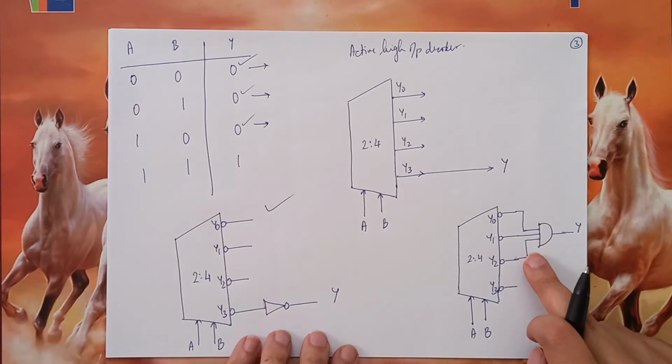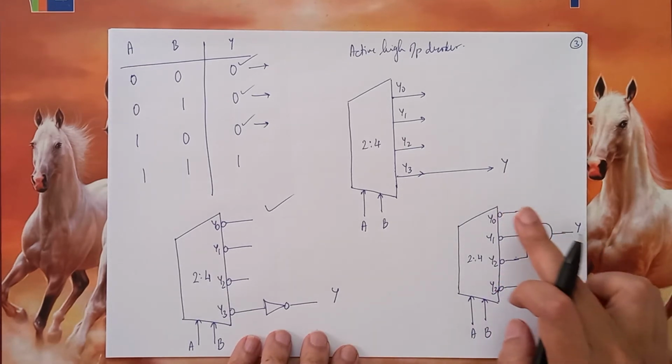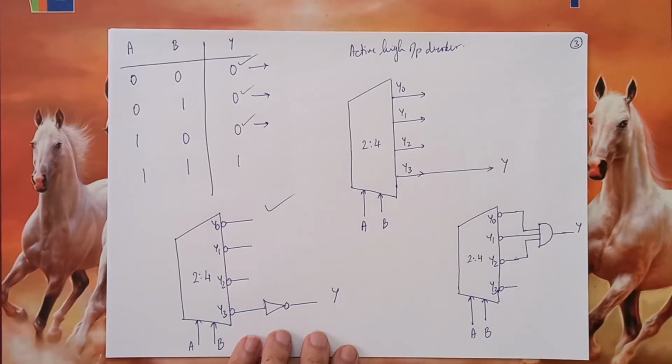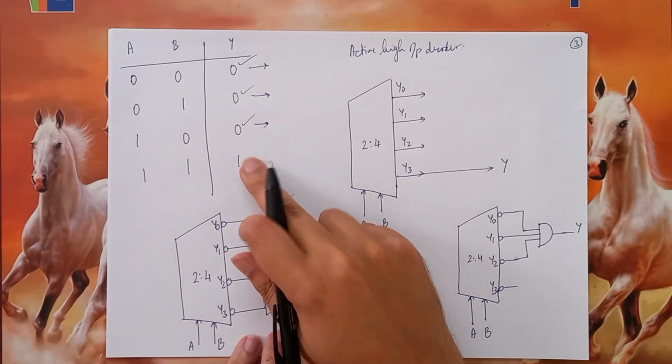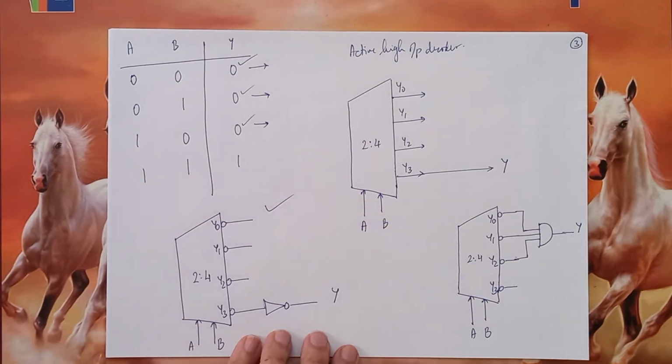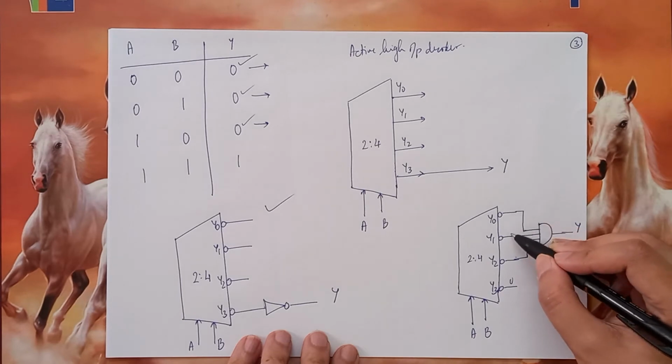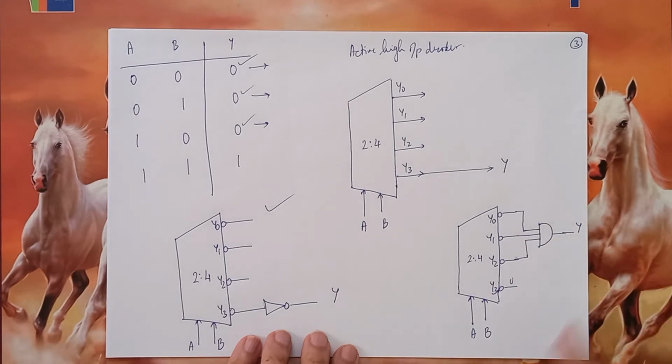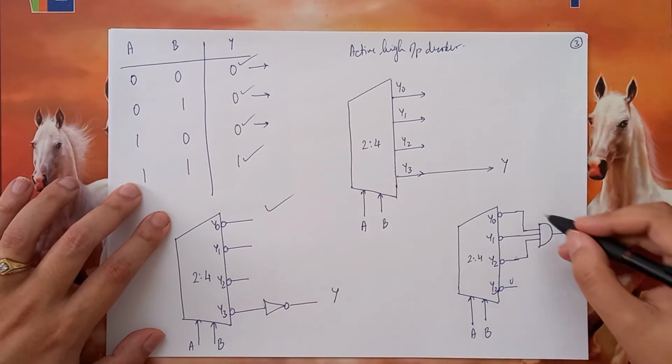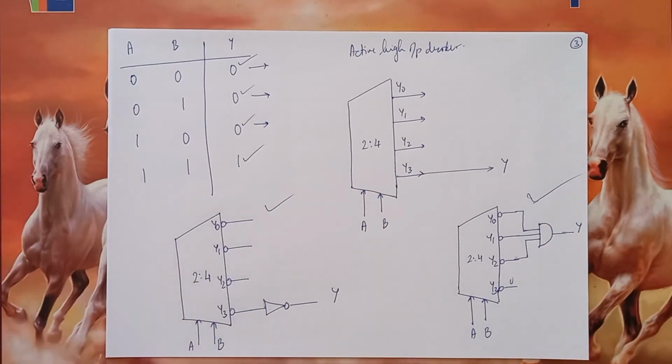But what we see is that while this AND gate will work when at least one of these y0, y1 and y2 becomes 0, we have to ensure that it is satisfied indeed for the fourth case also. So when A and B are 1 and 1, y3 becomes 0. And in that case, y0, y1 and y2 will all become 1. So therefore, in that case, y will become 1. So even that condition is now satisfied. So this is also a correct solution. Is that fine?